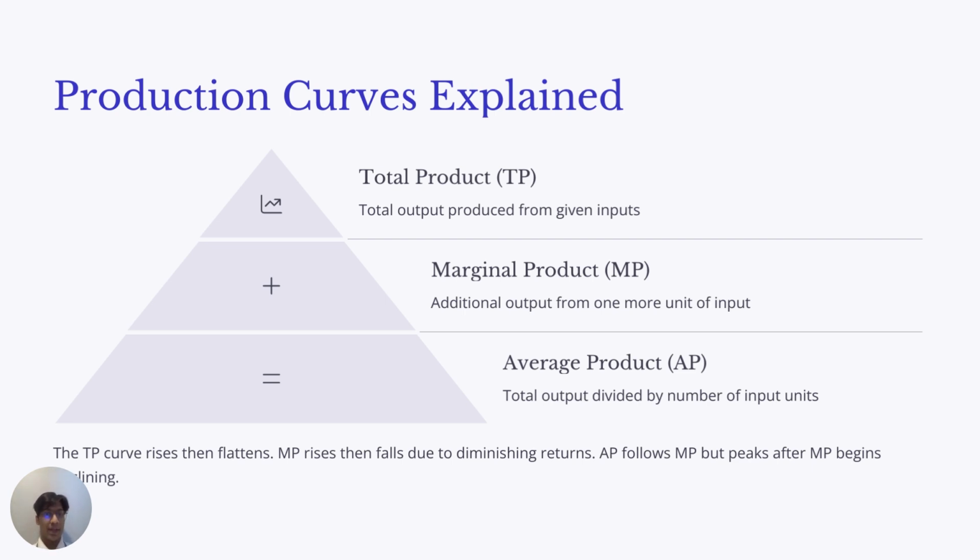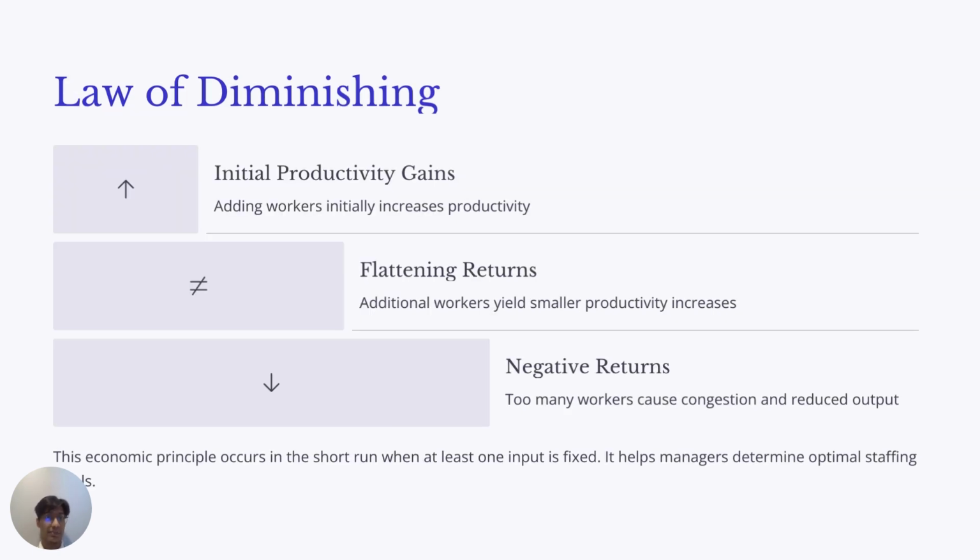Production curves explained. To visualize this, we use three key production curves. The total product TP curve shows the total output for a given amount of input. MP, which is marginal product, tells us how much extra output we get from one more unit of input, like one more worker. The average product AP is the total output divided by the number of inputs. Initially, adding input increases output rapidly, but eventually we hit a diminishing return point. More input leads to less additional output. This is where the MP curve starts to fall, followed by the AP curve. Law of diminishing returns.